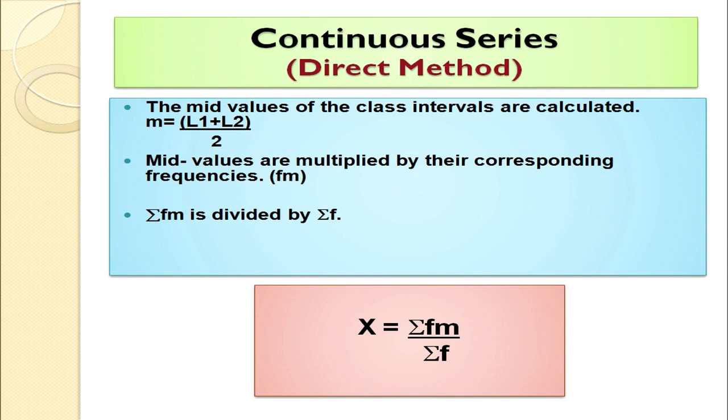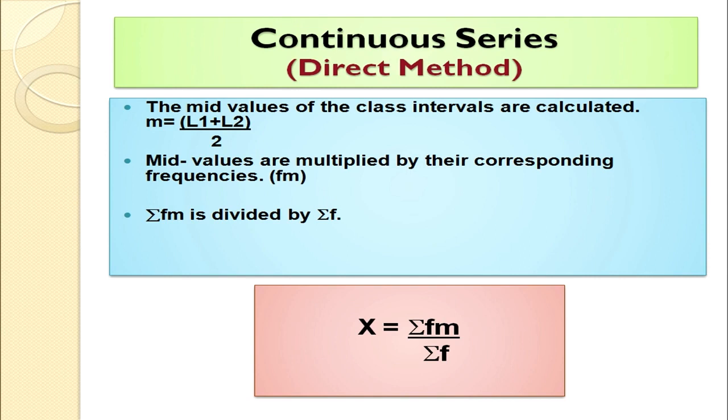Let us discuss how we are going to compute mean in case of continuous series by direct method. Let us see what are the steps. We know in case of frequency distribution we have got lower limit and upper limit. When we have got lower limit and upper limit, we cannot use it as it is to multiply or to get some value. We need to have mid values. So, the first step is we need to calculate mid values. How do we calculate mid values? Lower limit plus upper limit divided by 2.